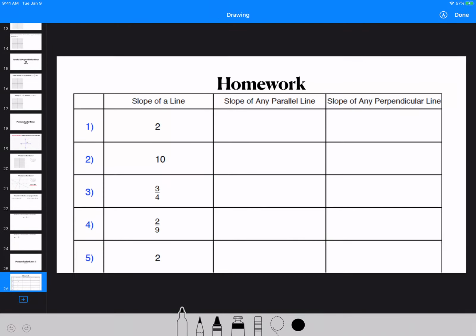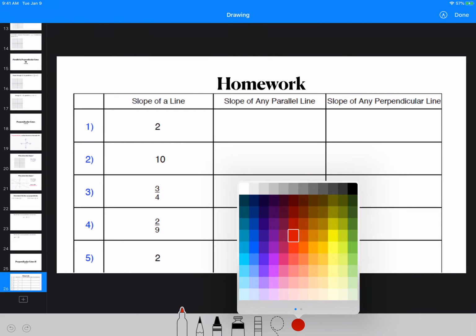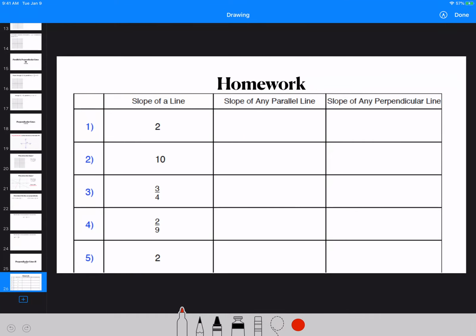For these, I hope everyone found this to be very simple because all you have to do is just find the slope of any parallel and perpendicular lines. Now remember, the magic word that we want to associate with parallel lines is that the slope is always going to be the same thing. Perpendicular lines means that they're negative reciprocals, which means that you gotta flip them over and put a negative sign in front of it.